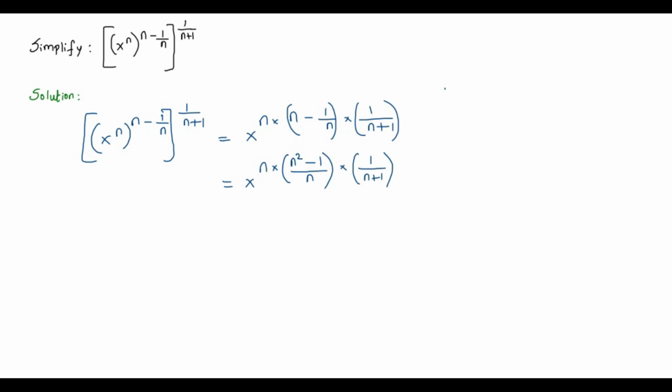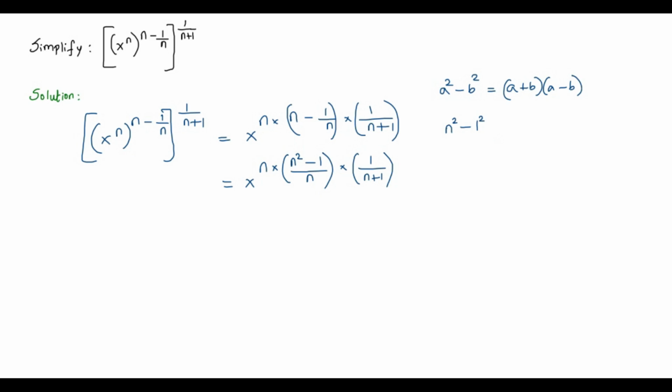Okay, before proceeding to the next step, I would like to recall the algebraic identity a square minus b square, that is equal to (a plus b) times (a minus b). Now I am going to take this particular part, that is n square minus 1. In this n square minus 1, I am going to take the square for this 1. When I take the square for this 1, it will not change the original value, because the value of 1 and the value of 1 square will be the same, that is 1.